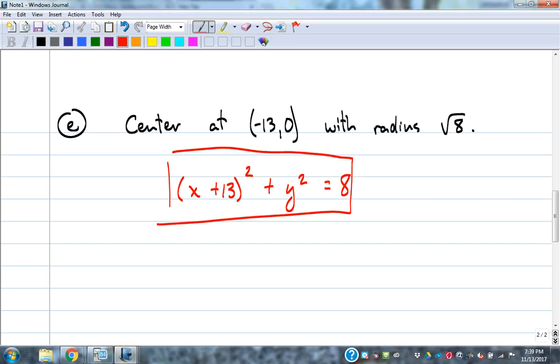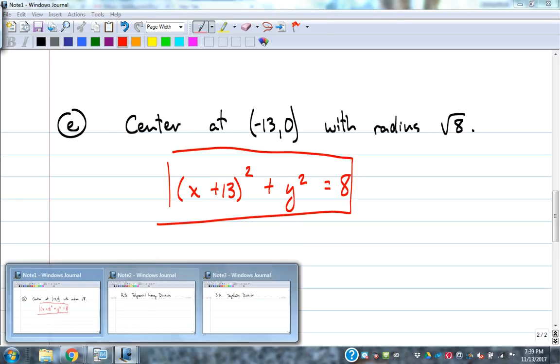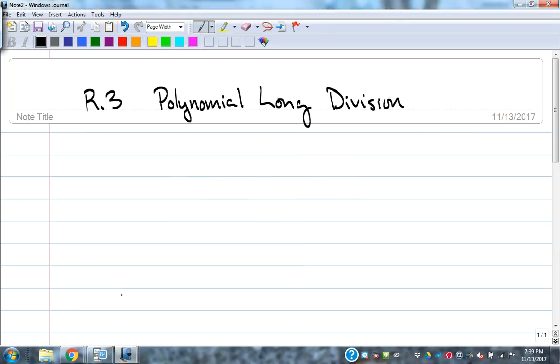Great. All right, so that gets us the unrelated section for the night. Let's go ahead and jump into the two related sections. The first one, we're going into R3. We've hit R3, I don't know how many times this semester.